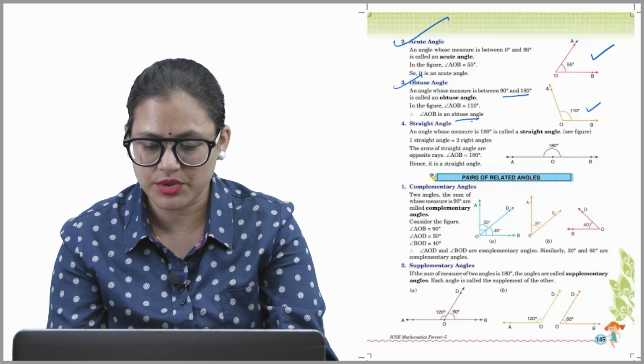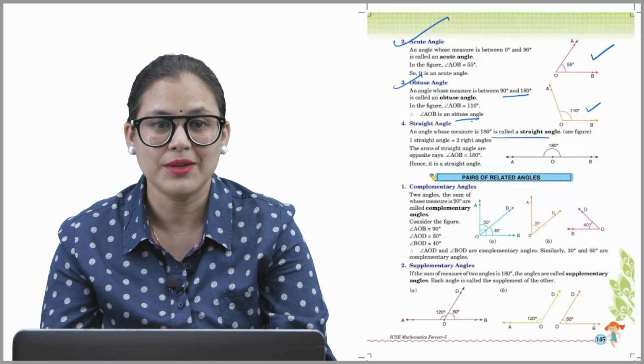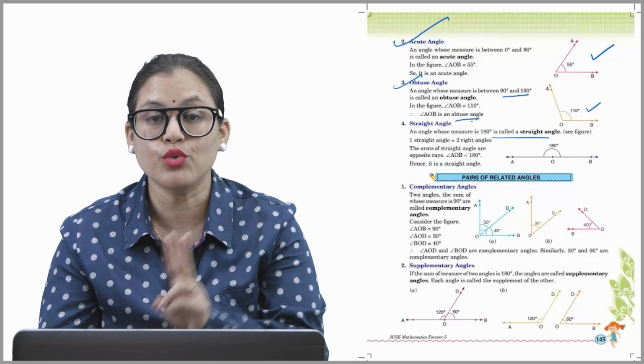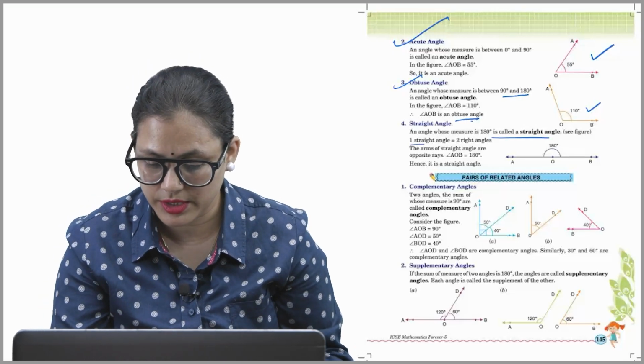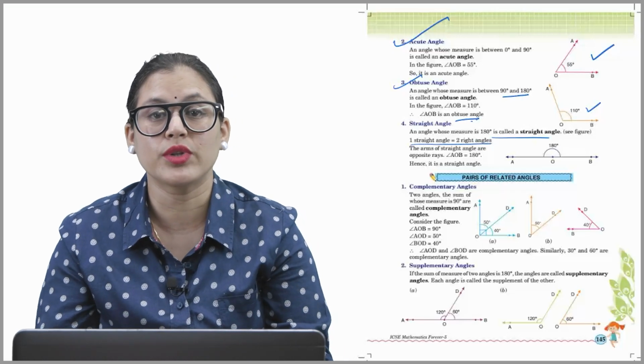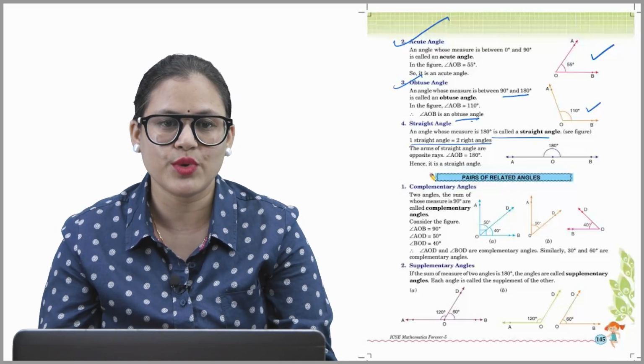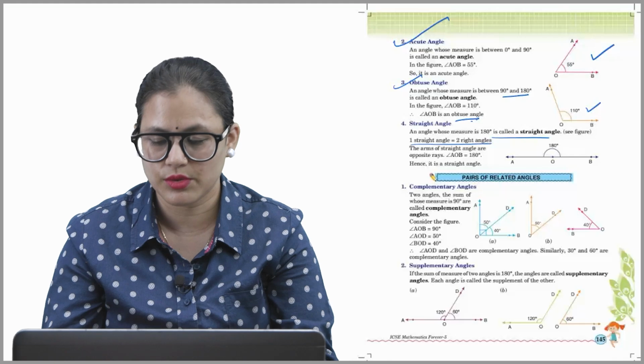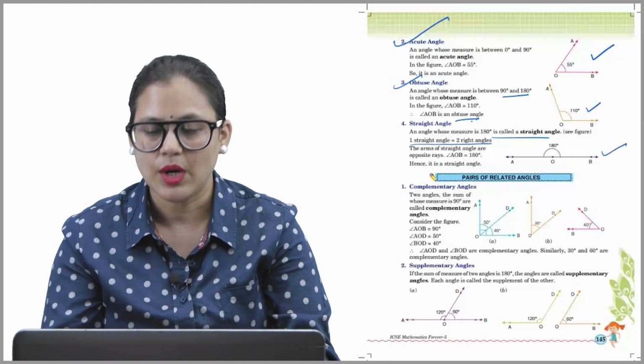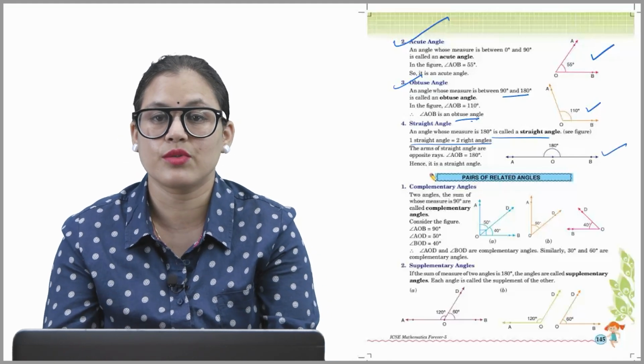Number 4, straight angle. An angle whose measure is 180 degrees is called a straight angle. One straight angle is equal to two right angles. Remember that. It means 180 degrees is equal to 90 degrees plus 90 degrees. The arms of a straight angle are opposite rays. So angle AOB is 180 degrees and hence it is a straight angle.